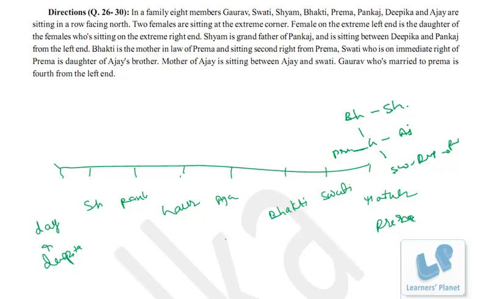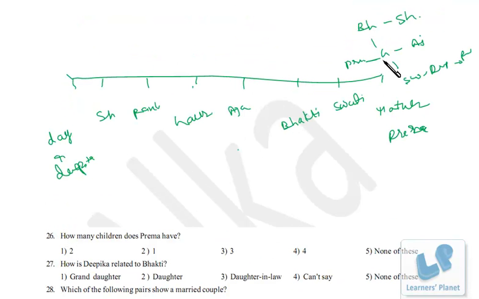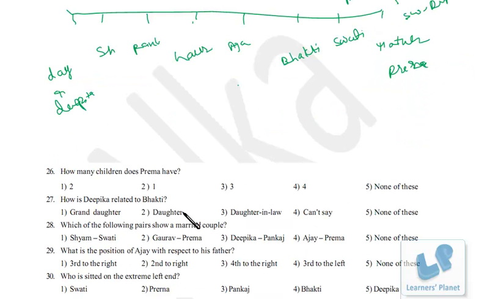Now let's try the questions and see what happens. Now let's answer the questions quickly. How many children does Prerna have? So Prerna is second generation. So Prerna must have Swati as daughter and this Deepika as daughter. Pankaj is actually grandson of Shyam and Bhakti, but he may be son of Ajay also. But there is no mention of Ajay's wife, so Pankaj must be son of Gaurav only. So Prerna and Gaurav must be having three children, that is Swati, Deepika and Pankaj.